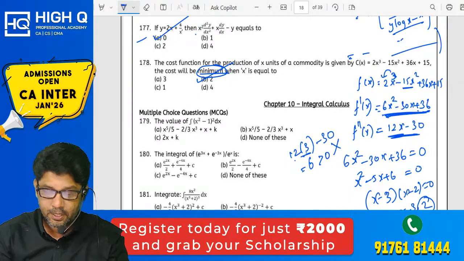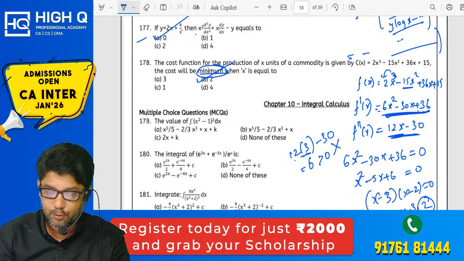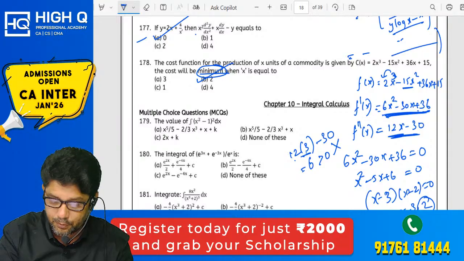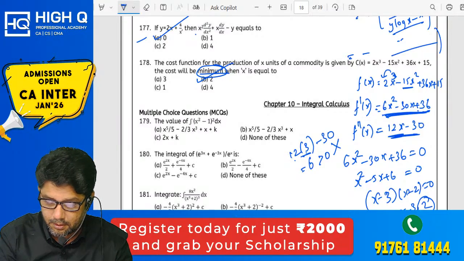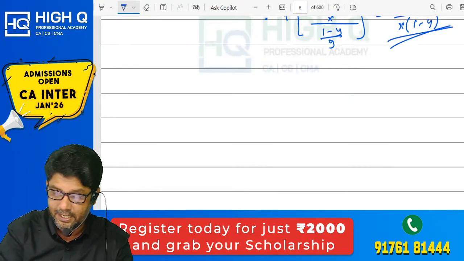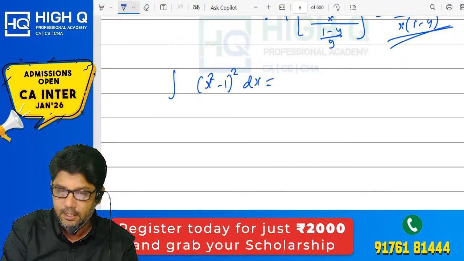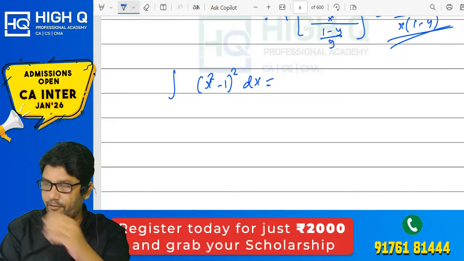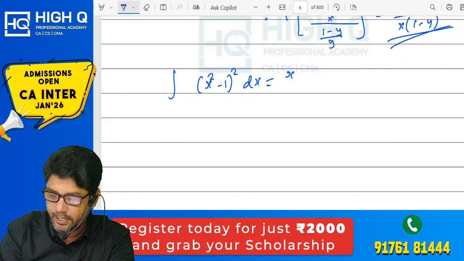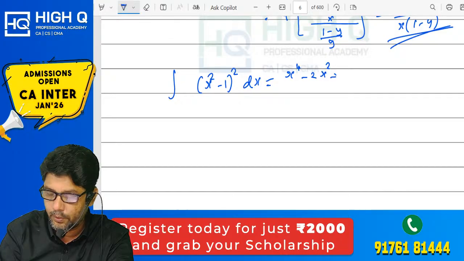Next question. The value of the integral of x square minus 1 the whole square dx. Actually, there is one thing missing. Okay, x square minus 1 the whole square. It's a basic integration. Integral of x square minus 1 the whole square dx. Simply what you have to do, use the a minus b the whole square formula. What is it? X power 4 minus 2x square plus 1.